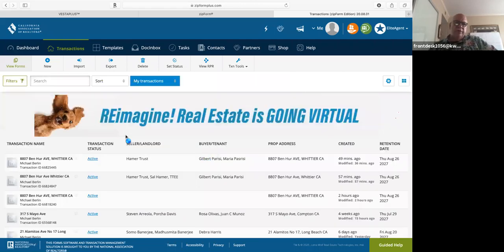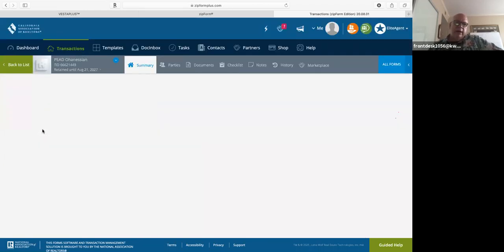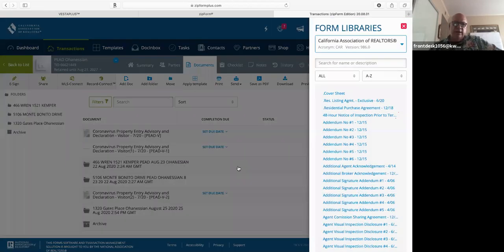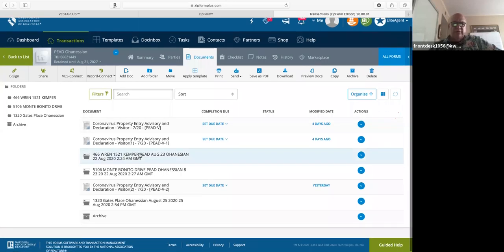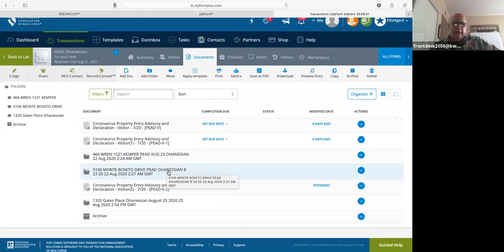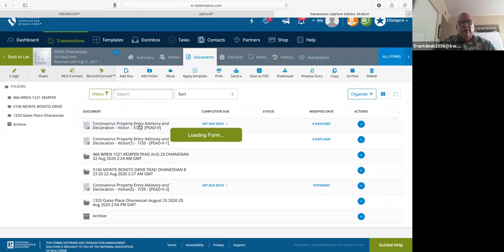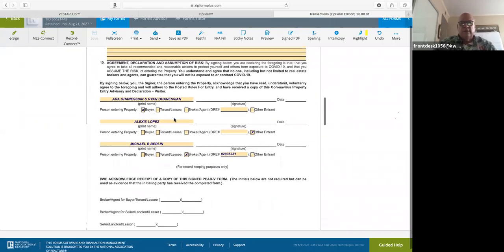So here, when you go into your zip forms, it lists all your transactions. I'm going to just grab a PED. See, I'm naming a PED. I'm working with this buyer, and I set up a separate file just for his PEDs. That way, they're all in my zip forms. If I need to go back to them, they're there. So you can see, for example, with this client, we looked at a property on Wren. We looked at a property on Kemper on August 23rd. We looked at Monte Bonito, and I should have the date there. We looked at Gates Place on August 25th. So that way, if something came up with me and worried about being exposed to coronavirus, I could then go back in and deal with the client.